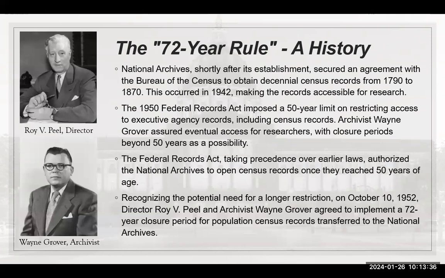So now we come to the 72-year rule. This was something that interested me because I did wonder why we had a 72-year rule. The National Archives, shortly after its establishment, secured an agreement with the Bureau of the Census to obtain decennial census records from 1790 to 1870. This occurred in 1942, making the records accessible for research.